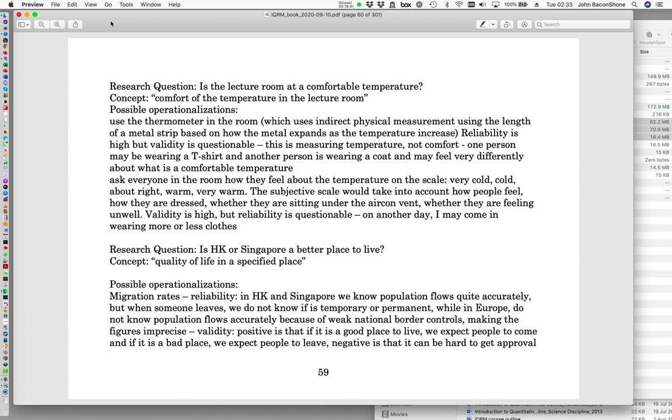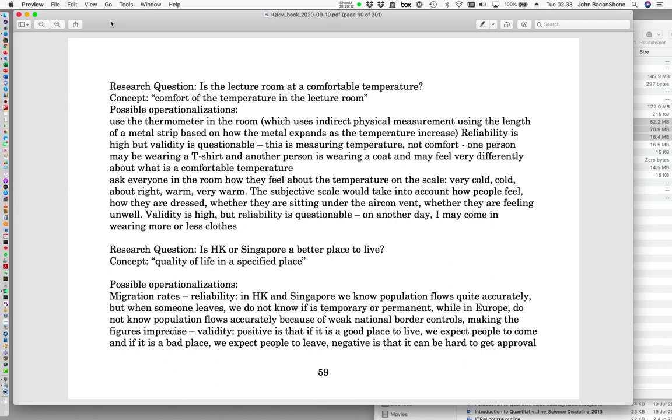Anyway, so Hong Kong and Singapore, we know population flows quite accurately. That's not true in other places. So Europe, this has been a big deal because there's very weak national border controls within the European Union. So they frankly don't know the local populations very precisely because of a large number of people crossing the border without passing through any immigration controls.